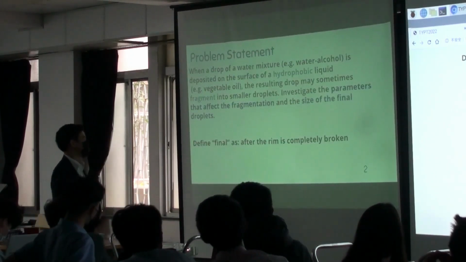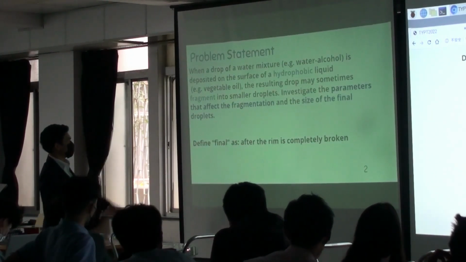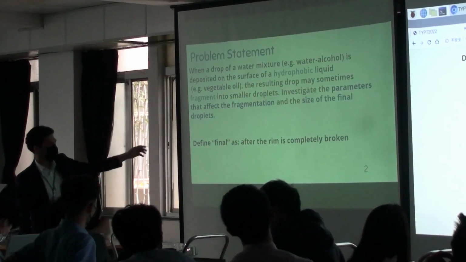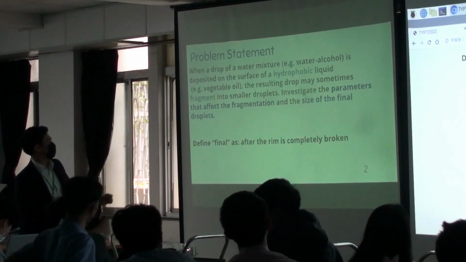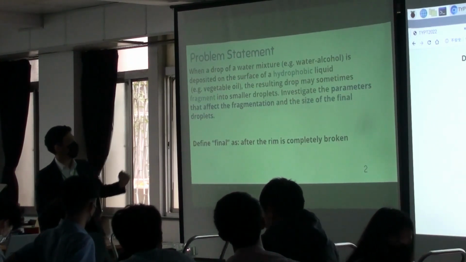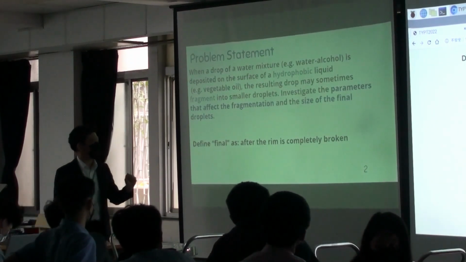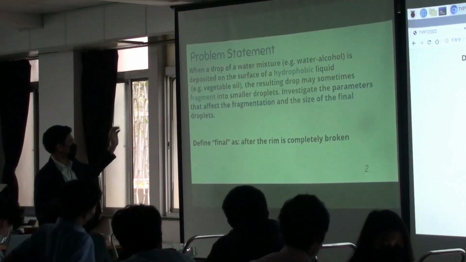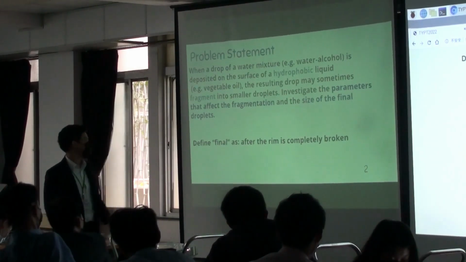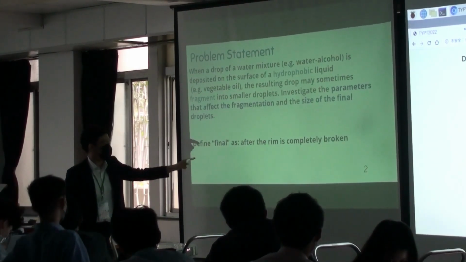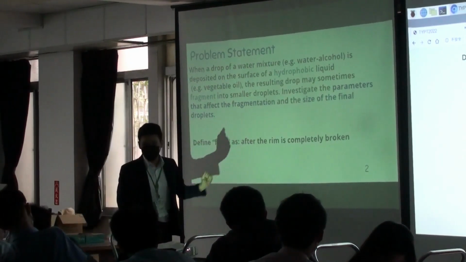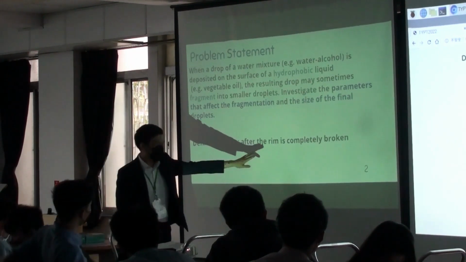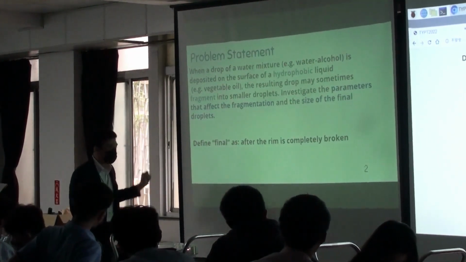So, first, the problem statement. The problem statement states that when a drop of a water mixture, for example water and alcohol, is deposited on the surface of a hydrophobic liquid, for example vegetable oil, the resulting drop is sometimes fragmented into smaller droplets. Investigate the parameters that affect the fragmentation and the size of the final droplets. We define final as follows: as we'll see later, there will be a rim of water droplet, and after the rim is broken, we call that the final droplet.